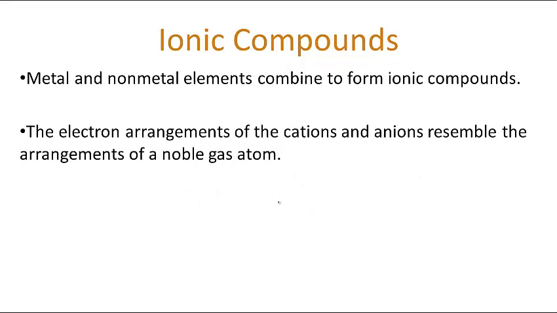So, ionic compounds. Metal and nonmetal elements combine to form the ionic compounds. And generally speaking, the electron arrangements of the cations and anions resemble the arrangements of a noble gas atom. So this is what we call the octet rule. If you need to pause here, I'm going to move forward, but you can pause if you haven't finished copying down.